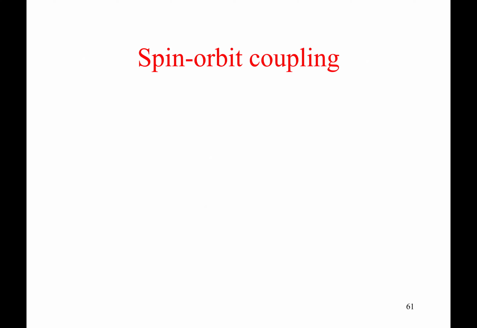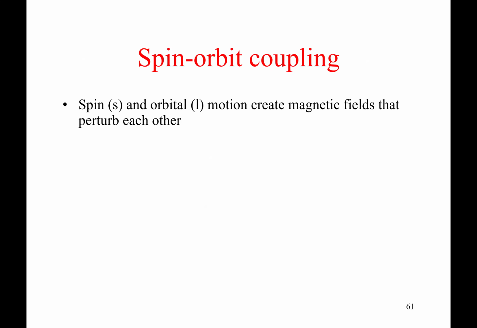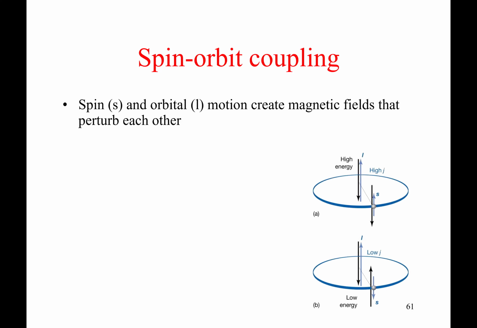Let's talk about spin-orbit coupling here. Refresh your mind. So here, the spin is denoted by the letter S. Remember the orbital quantum number, spin quantum number? The orbital, we have S orbital, P, we denote it with the letter L. So the spin and orbital motion are going to create a magnetic field that perturb each other. And so this is what we have here on this diagram.